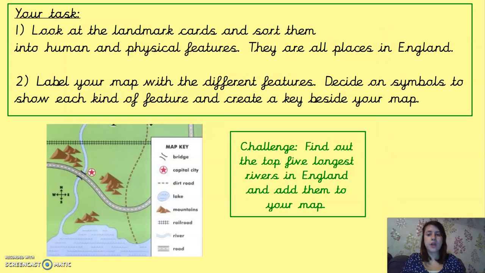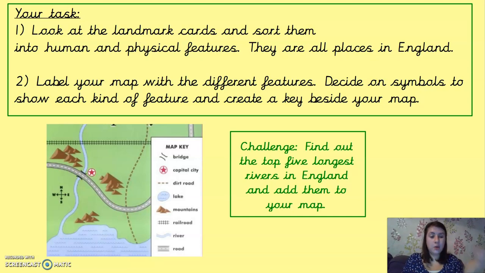So your task for today is to have a look at the landmark cards that are on the website and sort them into human and physical features. They're all places in England. If you don't have a printer, then you can number them. You can do some sort of sorting out without having to print them. And also, hopefully you can get hold of a map. There's one on the webpage.